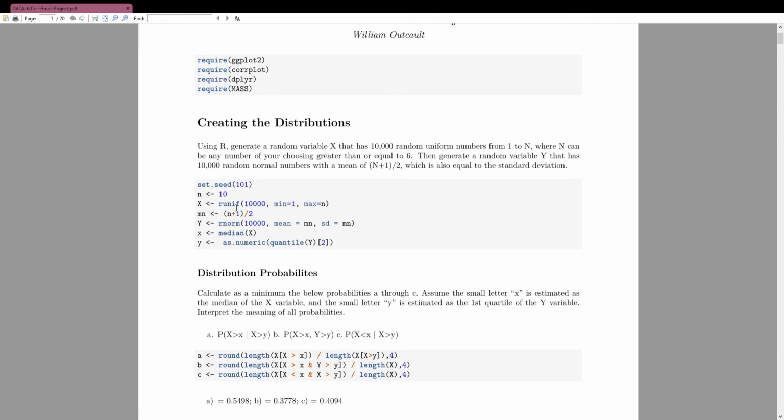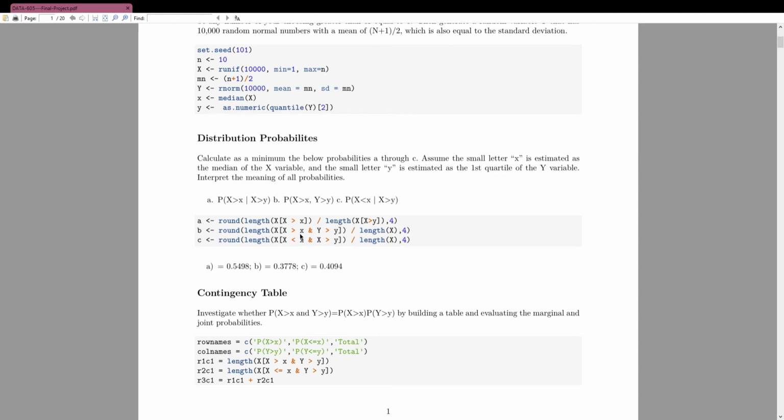We have big X, which is a uniform distribution with 10,000 values ranging from 1 to n, and n in our case is 10. Then we have big Y, which is a normal distribution, 10,000 values, and it is centered around a mean, which is equal to (n plus 1) over 2, which is also equal to 6.5, which is also equal to the standard deviation. Our little x is our median of big X, and our little y is the first quartile of big Y.